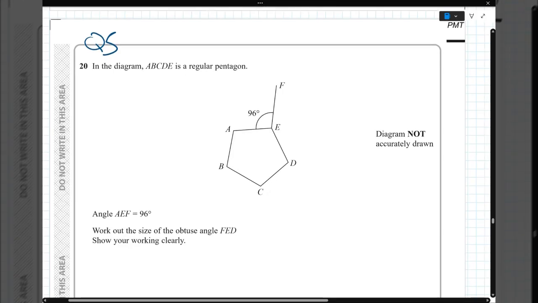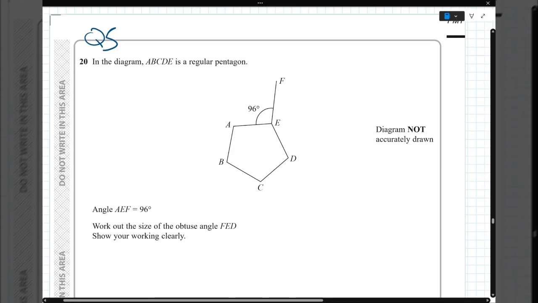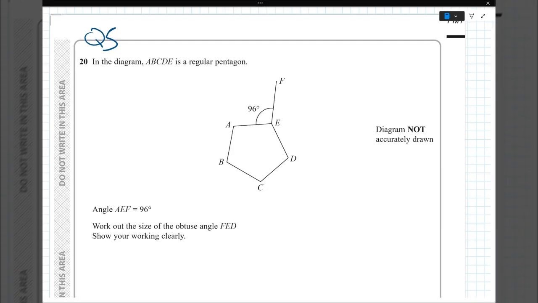Question number 5. Yes, polygons, love them. In the diagram, ABCDE is a regular pentagon. Work out the size of the obtuse angle FED. So that's that bit in there. Right, for a hexagon, is it regular? No, sorry, it's a pentagon.